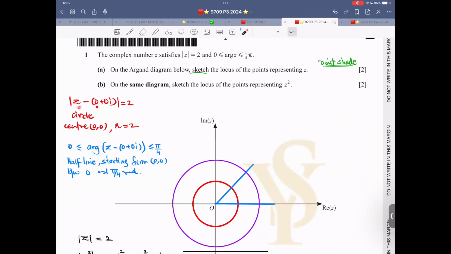This is modulus of z minus 0 plus 0i equals 2. It's a circle. Center is the origin. Radius is 2. That is the red circle over here. And then it says argument of z lies between 0 and pi by 4. The half line is starting from 0, 0, and there are two half lines. This is at 0 radians. This is at pi by 4 radians.